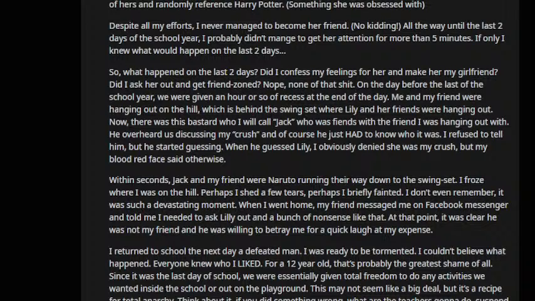Who was friends with the friend I was hanging out with. He overheard us discussing my crush, and of course, he just had to know who it was. I refused to tell him, but he started guessing. When he guessed Lily, I obviously denied she was my crush, but my blood red face said otherwise.